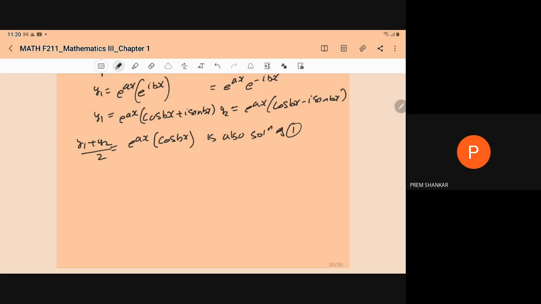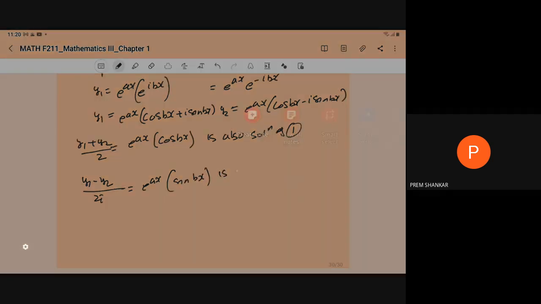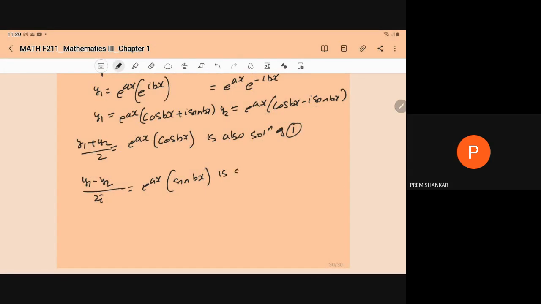And here (y1 minus y2) upon 2i will be e to power ax, and y1 minus y2 means e to power ax times i sin bx plus i sin bx, that is 2i sin bx, and divided by 2i, so 2i and 2i cancel out, so e to power ax sin bx is also a solution of the first.